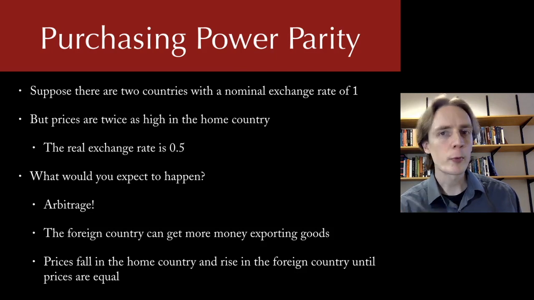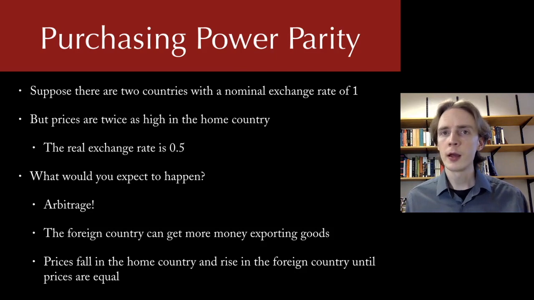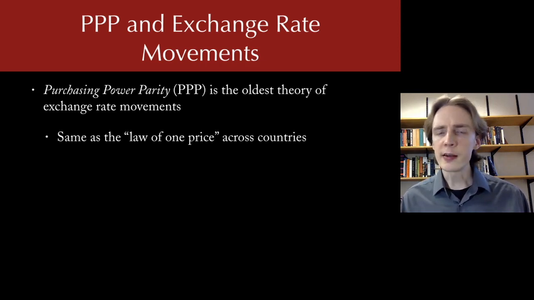The same process that we can imagine happening between states, we can also imagine happening between countries. And the fact that they have different currencies shouldn't really matter as long as they can trade and exchange currency freely. So we ought to expect these differences between the real exchange rate and the nominal exchange rate to go away. And that expectation gives us a theory called purchasing power parity. Purchasing power parity is one of the oldest theories of exchange rate movements, and this is essentially a law of one price across countries.